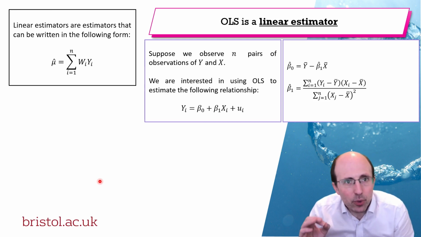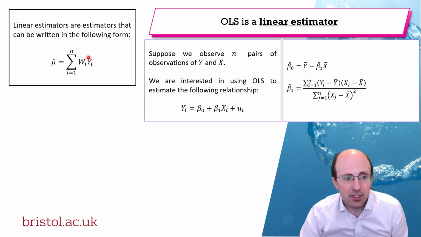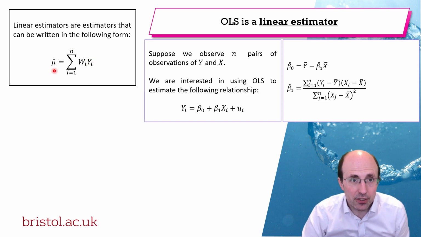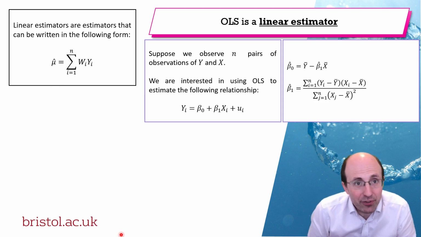Now, the final thing that we're going to do to try and make our maths a little bit easier is we're going to try and write the OLS estimator as a linear estimator, an estimator that can be written as a linear function of the y's. Now, why will this help us? Well, it will help us just because we then won't have to deal with all of the observations of x's when we are trying to manipulate the estimator. So, how do we go about doing this?